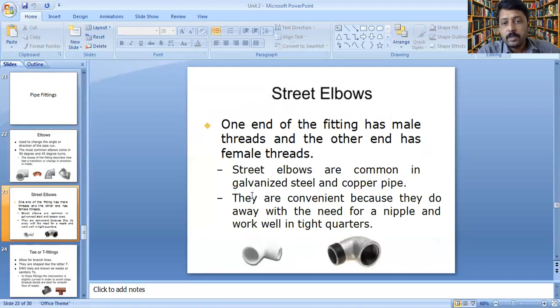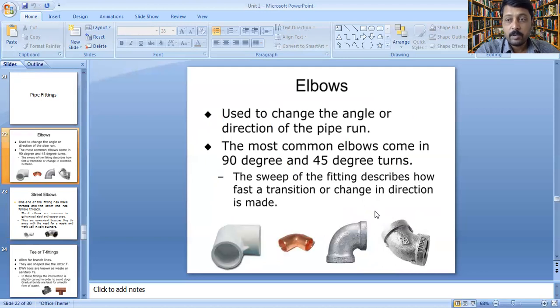The second type of elbow is the street elbow. As you can see here, this is the type of elbow that we are discussing, elbow joints or elbow pipe fitting. In this case, these are called street elbows. One end has an external thread, whereas the second end has an internal thread. This is called a street elbow. In the basic or standard elbow, we have all the threads that the pipe has to be fitted in that elbow.